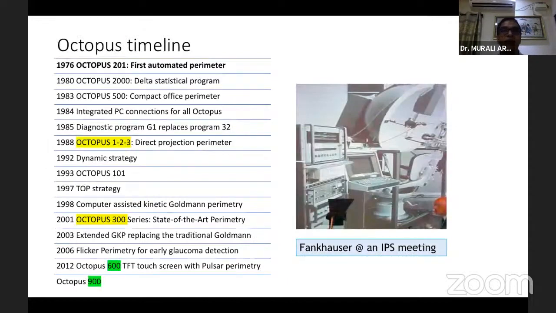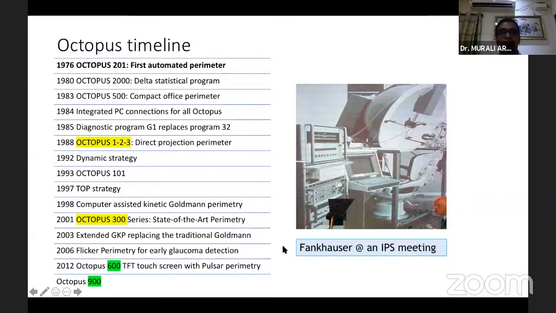Basically, you all know, I think from history, that the Octopus was the world's first automated perimeter, and the Octopus timeline tells you there have been so many perimeters that have evolved over time. The Octopus 123 and the Octopus 300 have stood the test of time, and have been there for about 2-3 decades now. And various strategies like the equivalent of the full threshold called the dynamic strategy, the normal strategy, the TOP, so many changes in the software. And now we have flicker perimetry added to some of these perimeters, and we have the Octopus 600 and the 900, which are currently in use.